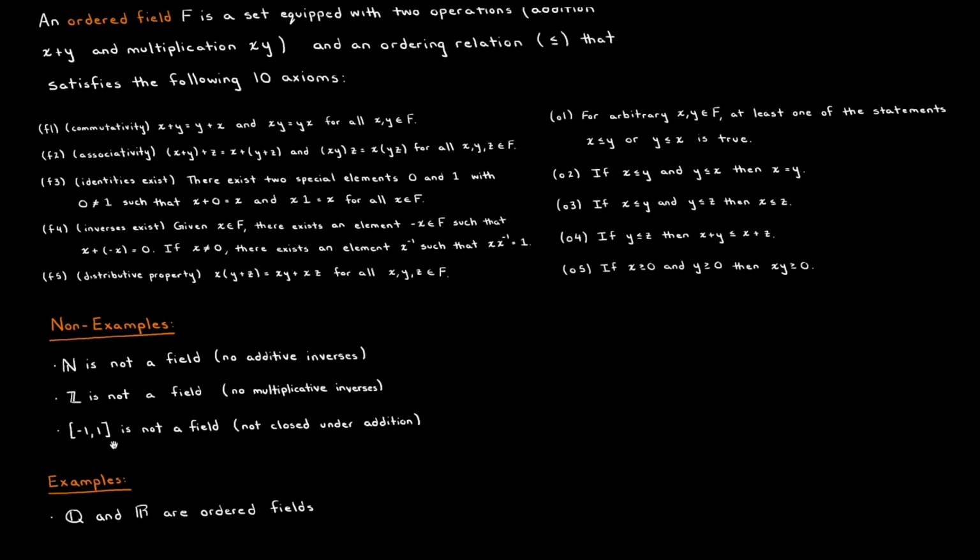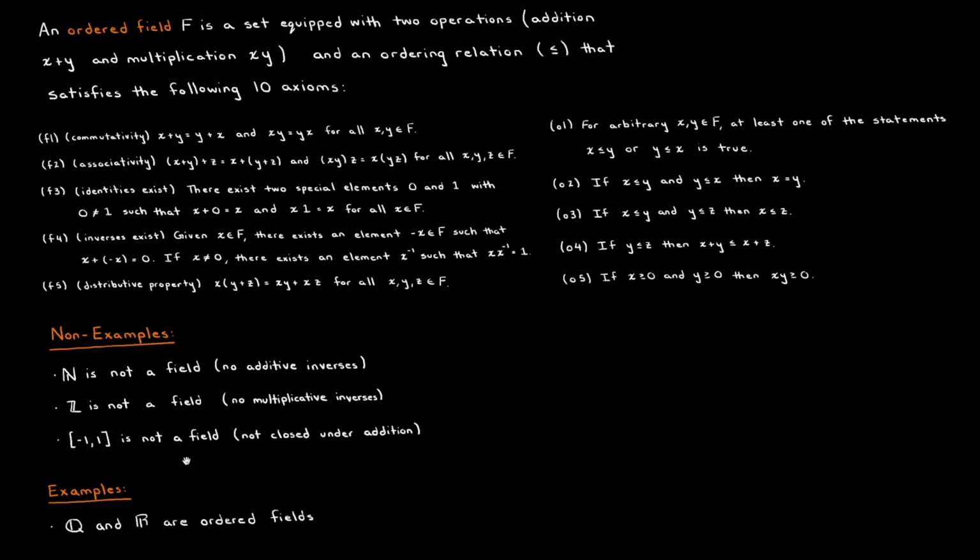But now going back to this set, let's pick, for example, 1 and 0.5, right? These are both elements of this set, but when I, for example, add them together, well, then I get 1.5, right? Which leaves this set. And so in this case, addition is actually not well defined. The proper term for this is that this set is not closed under addition, and so it cannot be a field. Now let's take a look at some examples of fields, of ordered fields specifically.